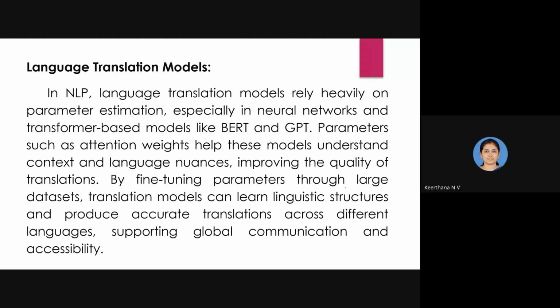It can learn linguistic structures and also provide accurate translations across different languages. At present, you can ask it in English or Tamil or any other language. This GPT is under upgradation: if a customer asks questions in any language, GPT has to answer in whatever language the customer prefers. That is going on. It actually supports global communication and accessibility.